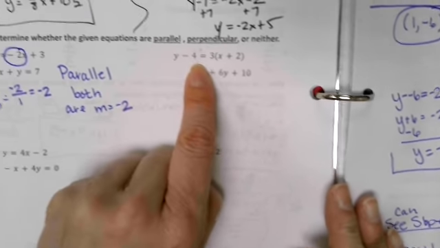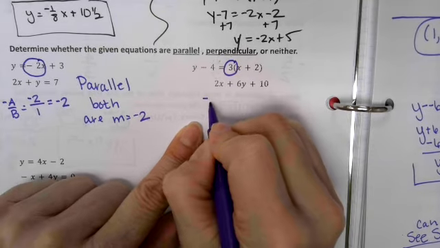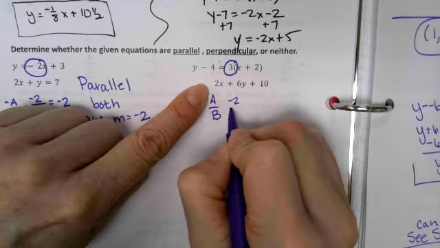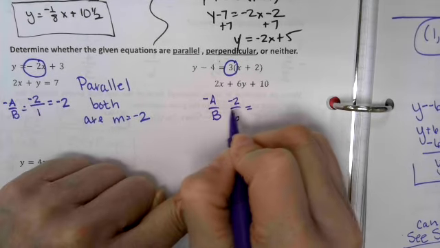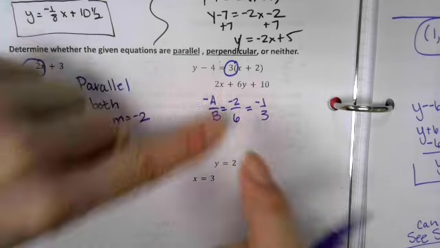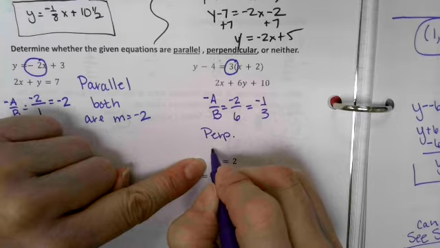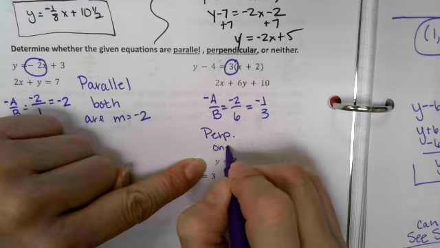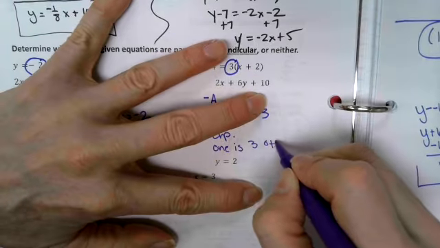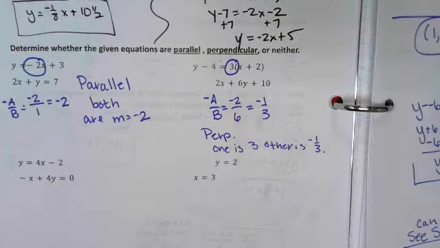Right here, I've got point slope. So there's my slope, plain as day. I'm going to use negative a over b. So negative 2 over 6 equals negative 1/3. Opposite reciprocal, so they are perpendicular. One is 3, the other is negative 1/3.